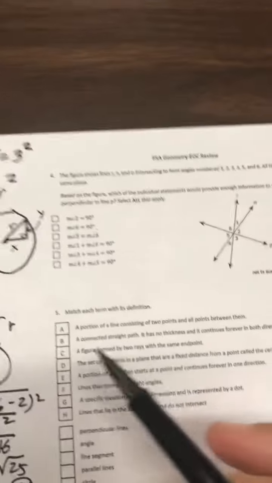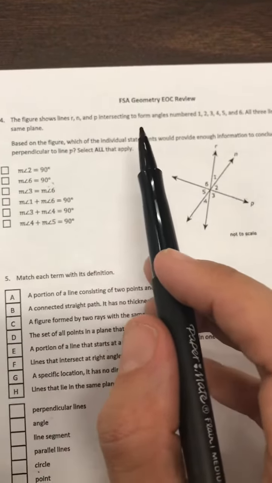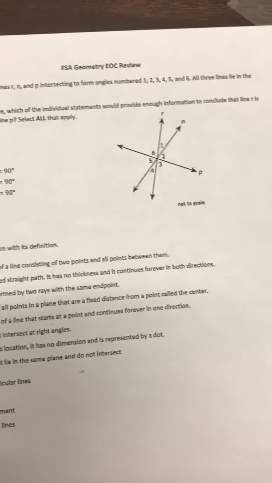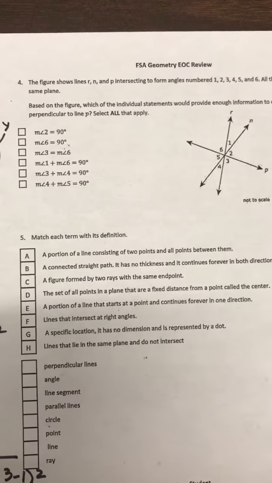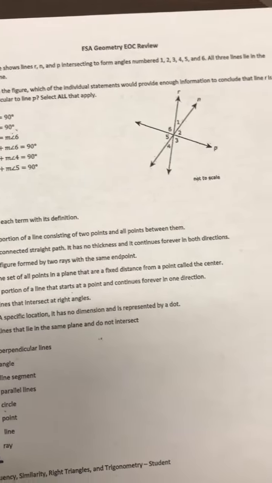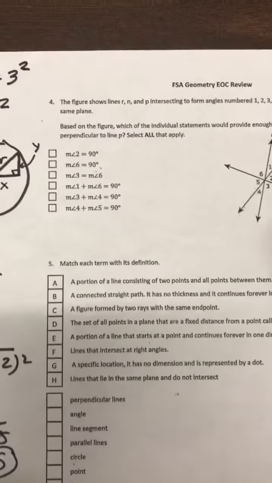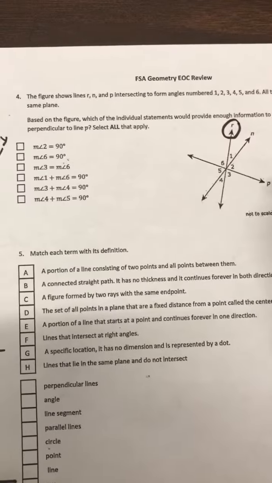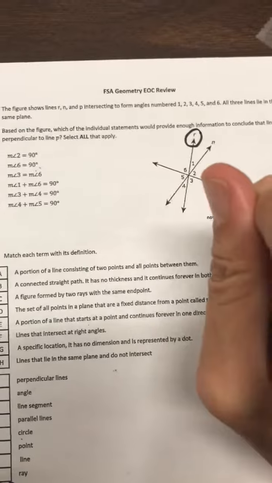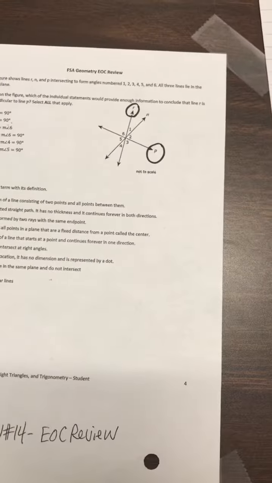Let's do it. So it says the figure shows lines R and P intersecting to form angles 1, 2, 3, 4, 5, and 6. All three lines lie in the same plane. Based on the figure, which of the individual statements would provide enough information to conclude that line R is perpendicular to line P? They don't really look perpendicular, and they're doing that on purpose.